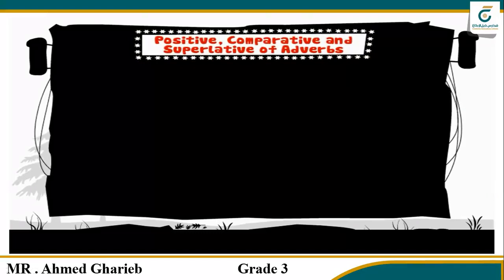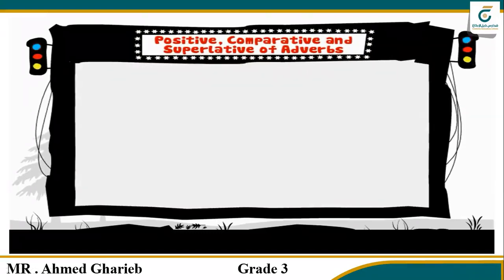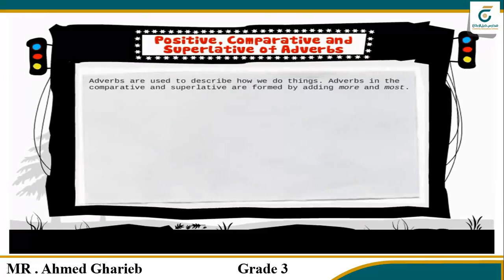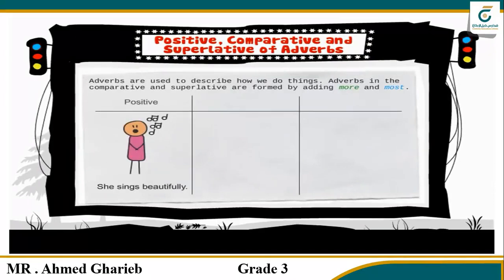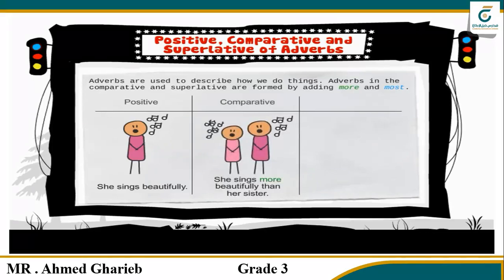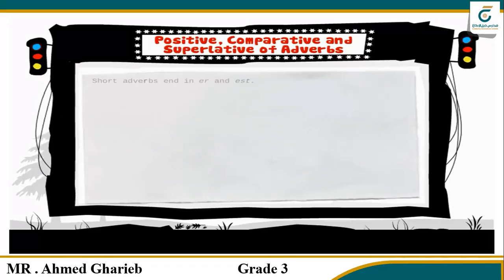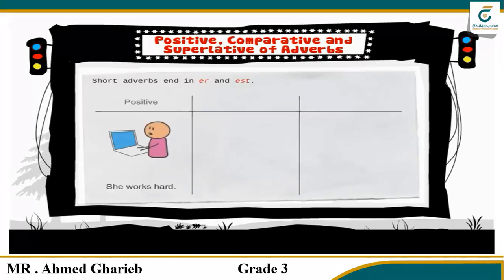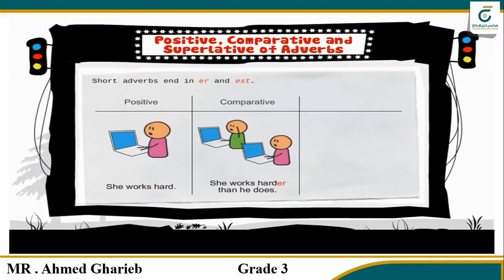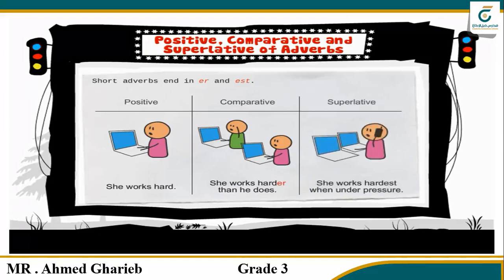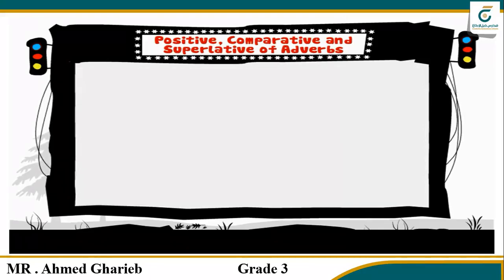Positive, comparative and superlative of adverbs. Adverbs are used to describe how we do things. Adverbs in the comparative and superlative are formed by adding more and most. She sings beautifully. She sings more beautifully than her sister. She sang most beautifully at the Christmas concert. Short adverbs end in er and est. She works hard. She works harder than he does. She works hardest when under pressure.